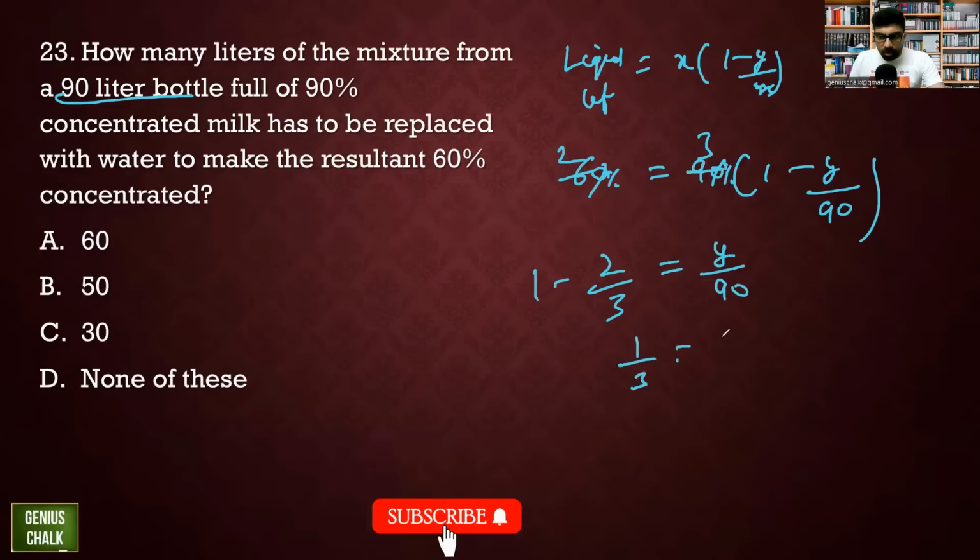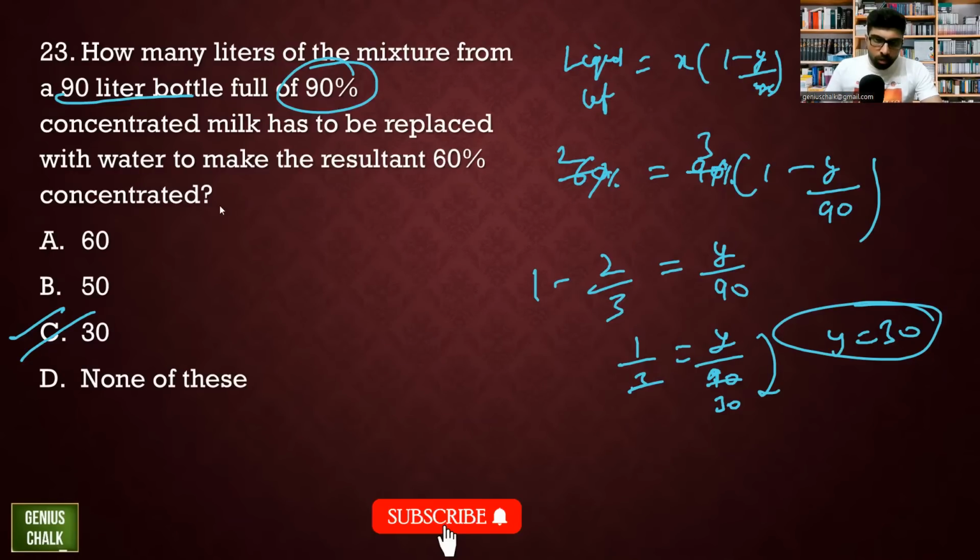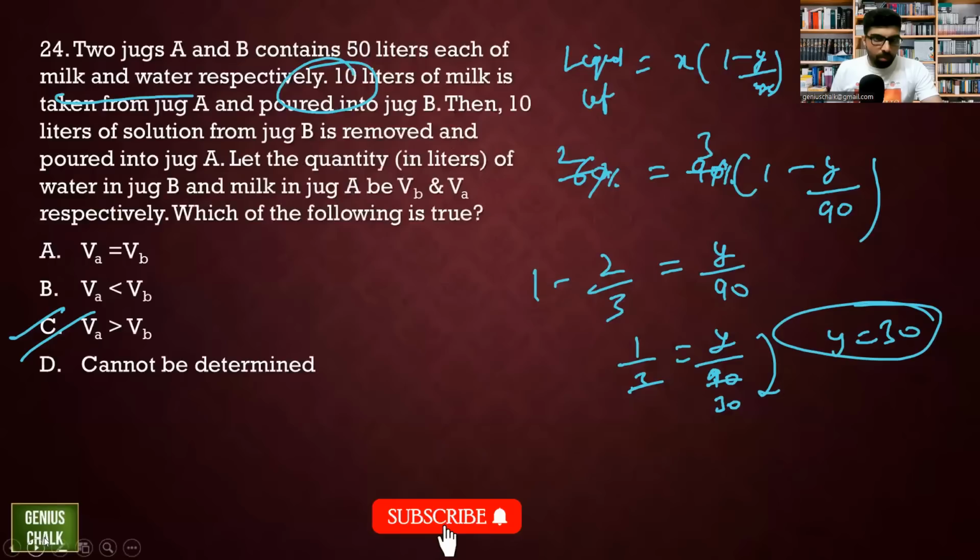So this is 1 by 3, Y by 90. So this is 3, 3 3s are 90, so Y has to be 30. This is also another approach. You can solve all these questions which you have already done by allegation. They are found easy by students when they solve using allegation. That's why I told you using allegation. But again, you can use this method as well.